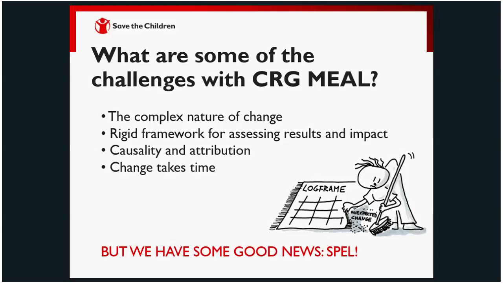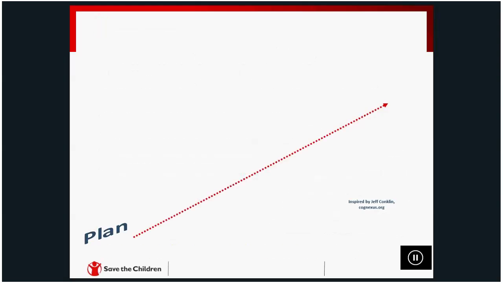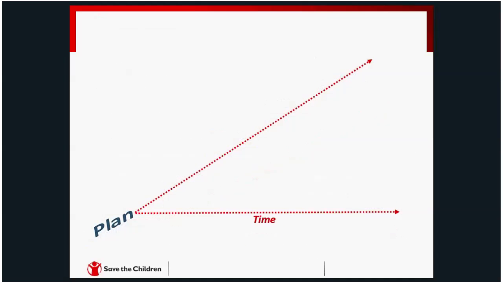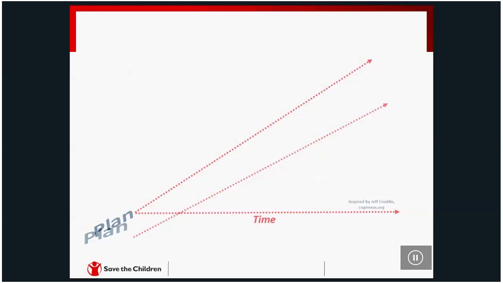We also had to deal with a very rigid framework for assessing results and impact. Logframes often lock projects and programs into one path to change, whereas in reality there may be different change pathways we need to explore and learn from to reach our ultimate goal for children, for the fulfillment of children's rights and ultimately to improve children's outcomes. Another challenge we were confronted with is linked to causality.